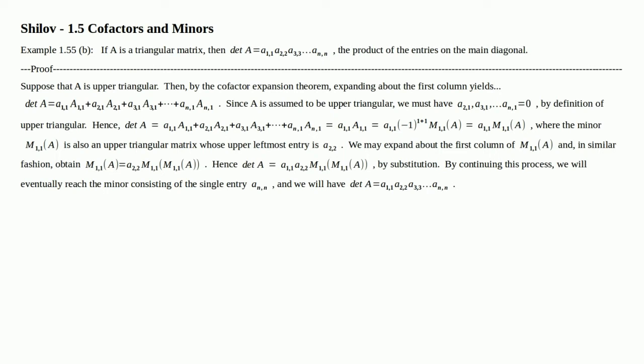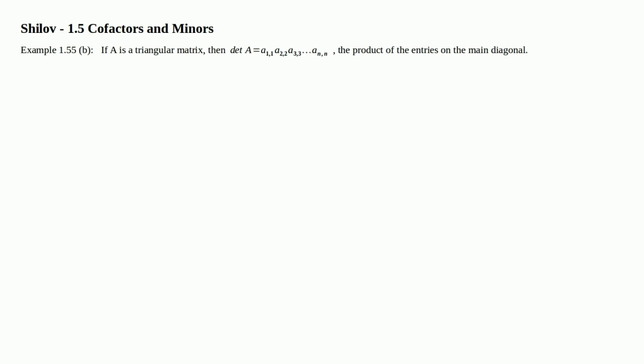So by continuing this process, we eventually reach the minor consisting of a single entry, a sub nn. And we will have the determinant of A is equal to a sub 1, 1 times a sub 2, 2 times a sub 3, 3, and so on, all the way to a sub nn. That is the product of all the entries on the diagonal. QED. And that's proved. We proved it.